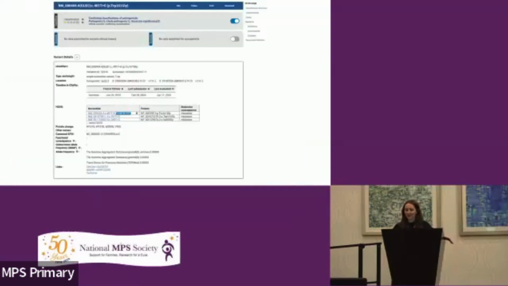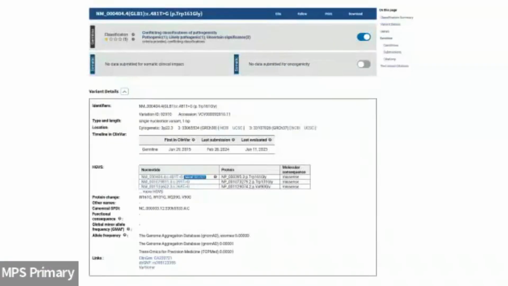This is a screenshot from ClinVar. You can see up top, it provides the gene and variant information. It has things like the variant name up top in the dark blue bar. It gives the overall classifications from everyone that has submitted. And in the middle, it has more details on the variant and variant nomenclature.